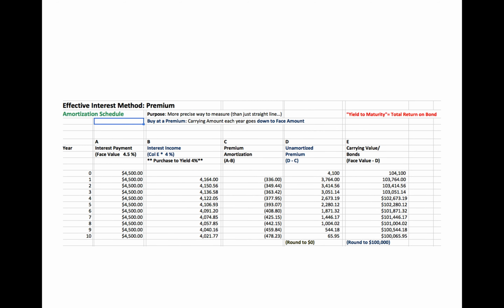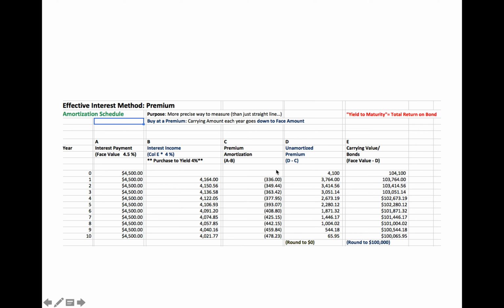On the other hand, effective interest rate with a bond purchased at a premium, more than the face amount. You buy a bond at a premium, the carrying amount goes down to the face amount each year. So in this case, we're buying a $100,000 bond for $104,100 with amortization and some rounding. The carrying value decreases down to $100,000. And again, I've got a little bit of a rounding error.